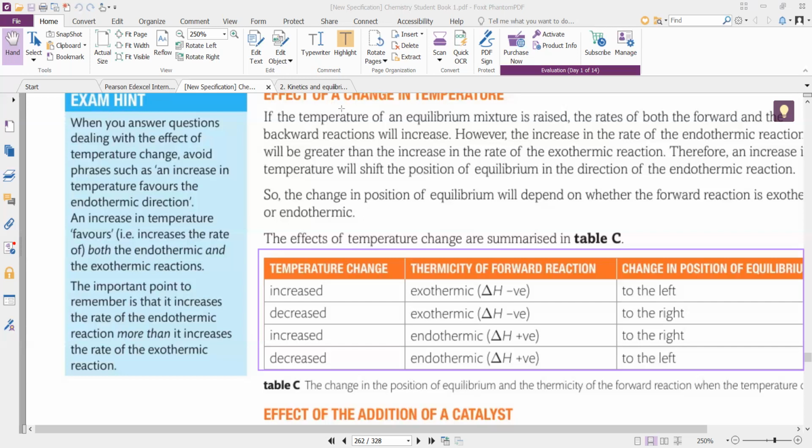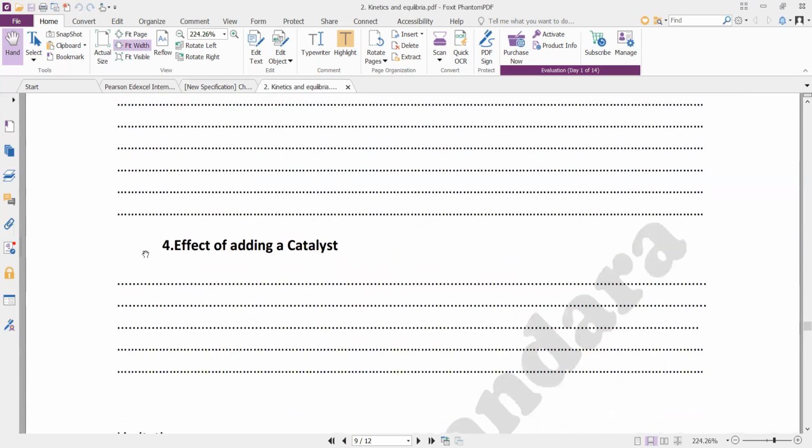Okay, next one then. Effect of adding catalyst. So what is the effect of adding catalyst on rate? Equally. Write down: catalyst will increase the rates of both forward and backward reactions equally.